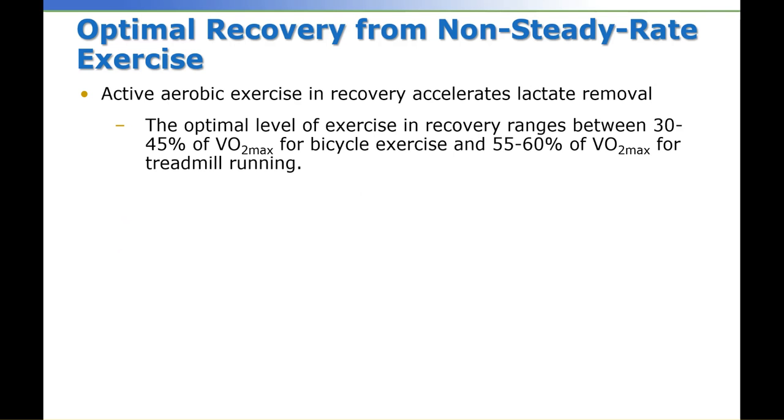Optimal recovery from non-steady rate exercise. Active aerobic exercise in recovery accelerates lactate removal. So now we're just talking about active, and we talked about the other. The optimal level of exercise in recovery ranges between 30 and 45% of VO2 max for bicycle exercise and 55 to 60% for treadmill running. And it just accelerates the lactate removal.